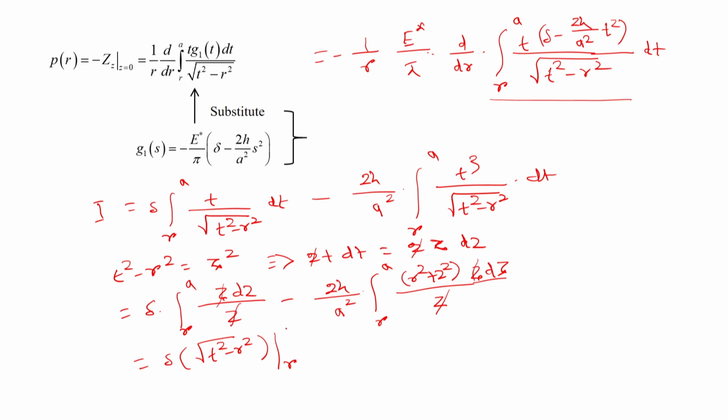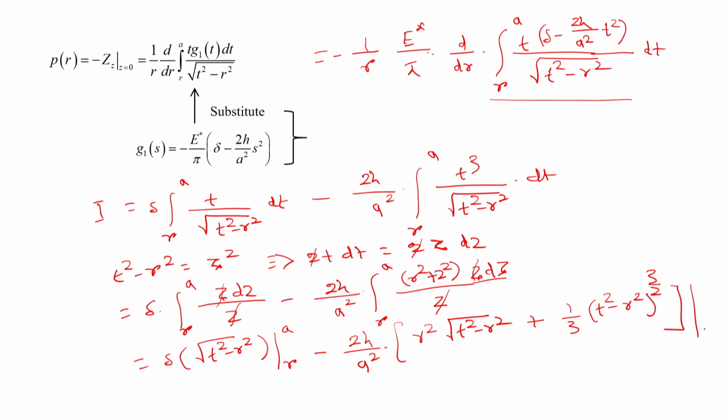This is r here, this is a here. So, instead of z here I am substituting square root of t square minus r square, minus 2h by a square, and here it is r square into z. So, r square into z means it is square root of t square minus r square, and plus, and this is z square here. So, it is 1 by 3 z cube. Instead of z cube I will write t square minus r square to the power 3 by 2, that is it, and here it is r to a, that is it.